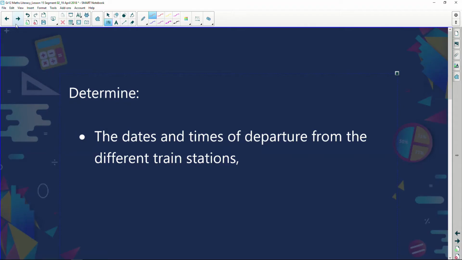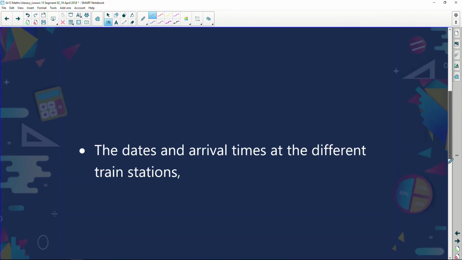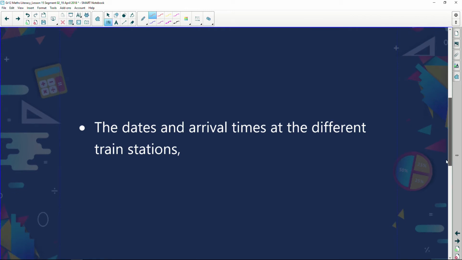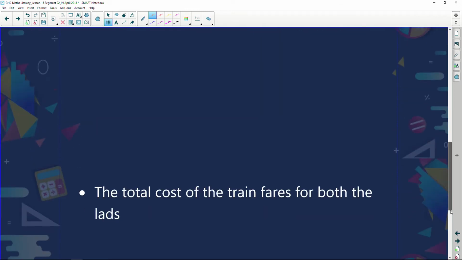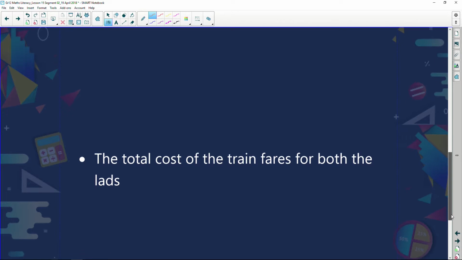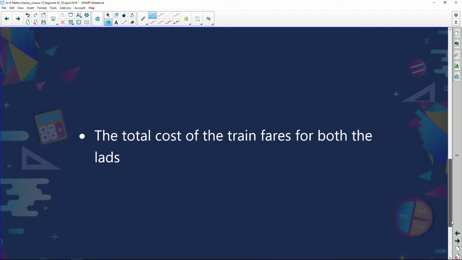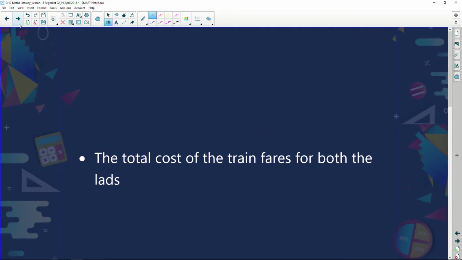But let's start now by, first of all, seeing what the question is. And the question says, determine the dates and times of departure from the different stations, then the dates and arrival times at the different train stations, and the total cost of the train fares for both the lads. There's quite a lot of work we have to do here.